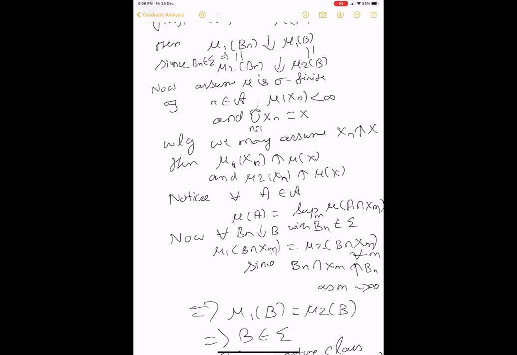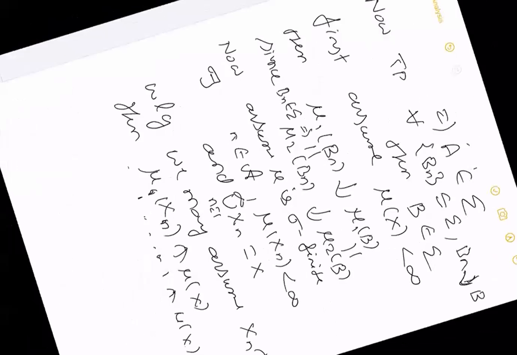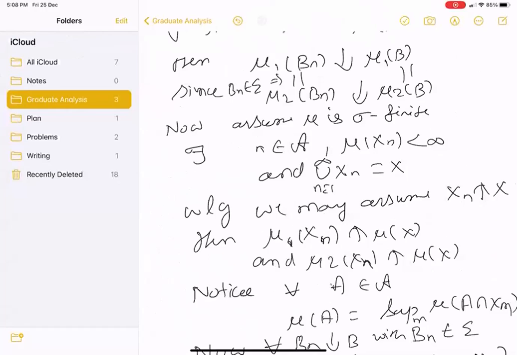It's clear, no? Then you take the decreasing restriction, the intersections will decrease, and the measures will coincide on that, right? Since this is true for all Xn, the original mu1 and mu2 will coincide, right?